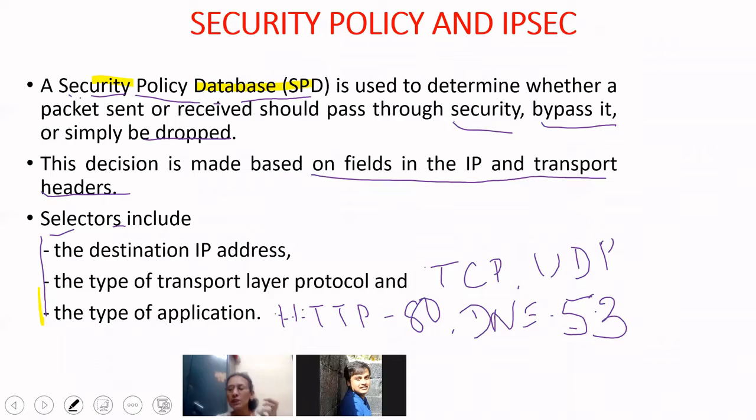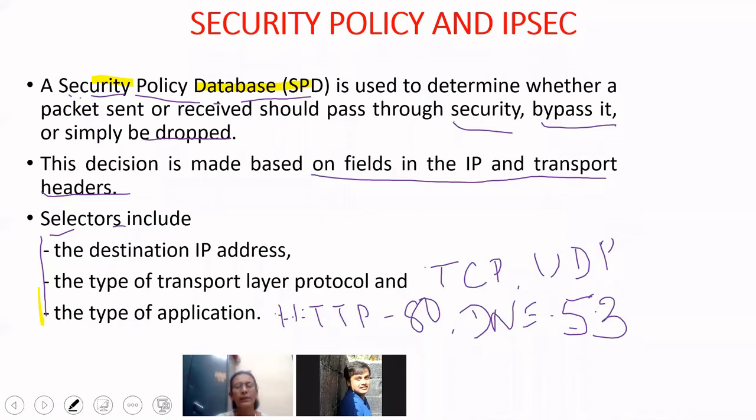What is the output of this security policy database? We will get either that the security should be done or it should not be done. If it is not done, fine. We will not use any of this IKE or IPsec. If it is to be done, then we will check whether a security association has been created. If this packet is already part of the IP traffic where a security association is created, then fine, it goes ahead. The SPD will return a pointer to that security association.